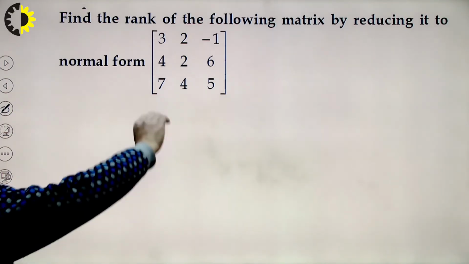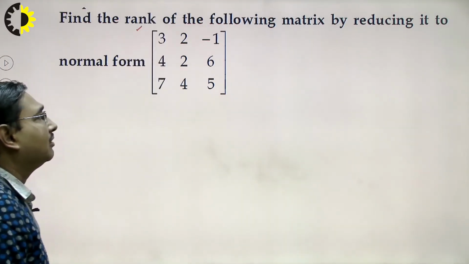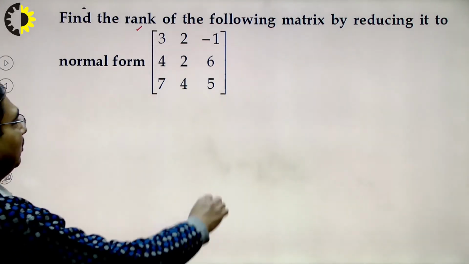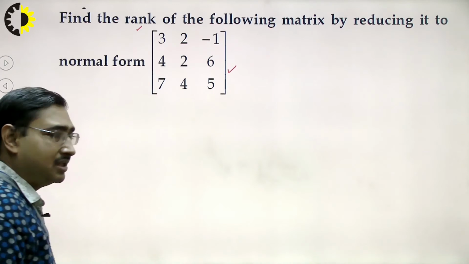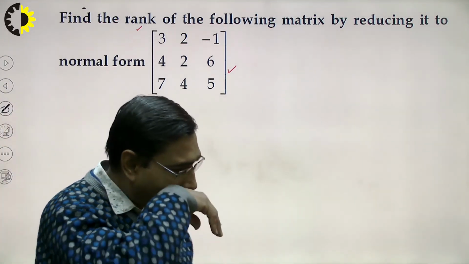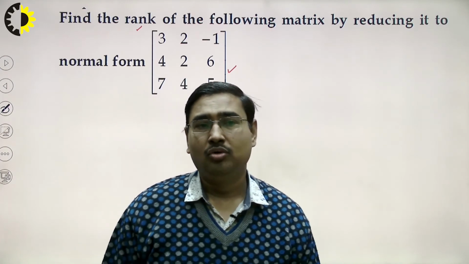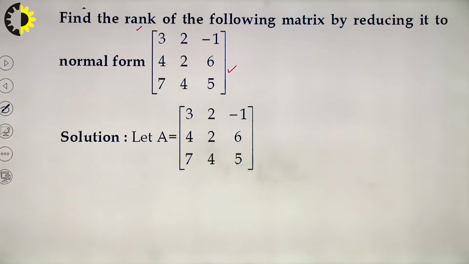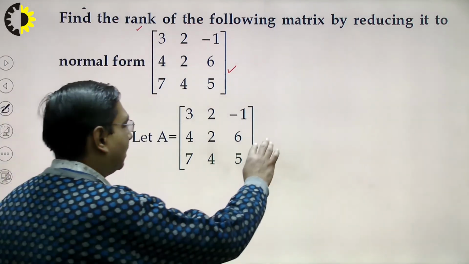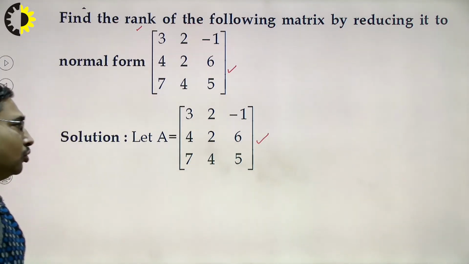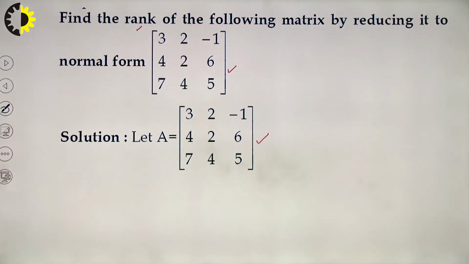The example says, find the rank of the following matrix by reducing it to normal form. This matrix is given and we want to find the rank of this matrix by reducing it to normal form. To convert this matrix to normal form, first of all I assume this matrix to be A, and then we will follow the steps to convert this matrix to normal form.